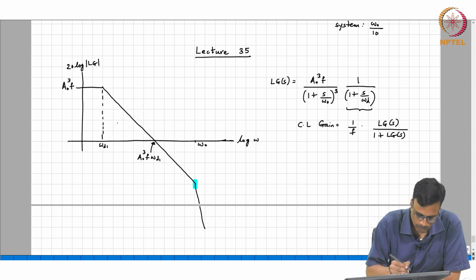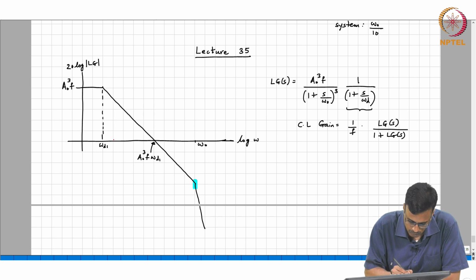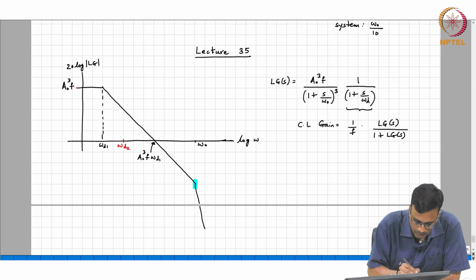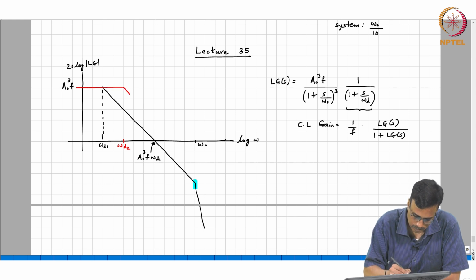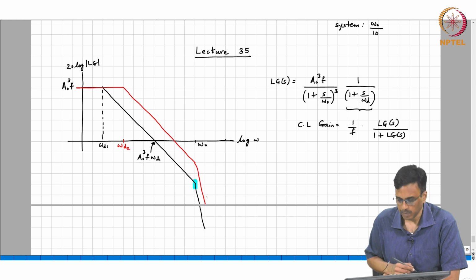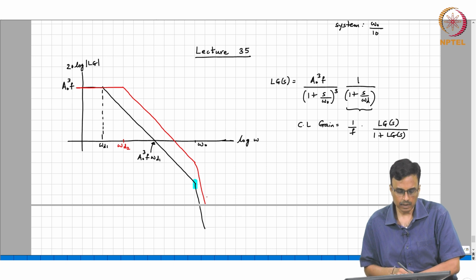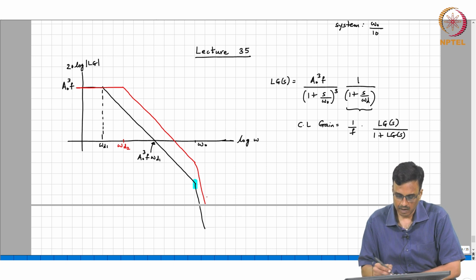Now the next obvious question is, what is so special about omega d1? What prevents me, for instance, from choosing, say, omega d2, where for this choice of omega d2, I have this Bode plot, correct?